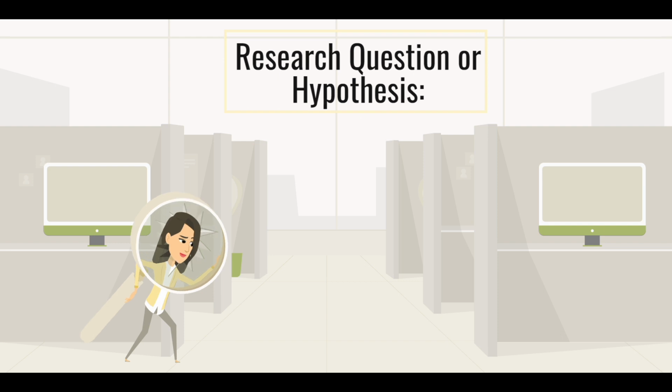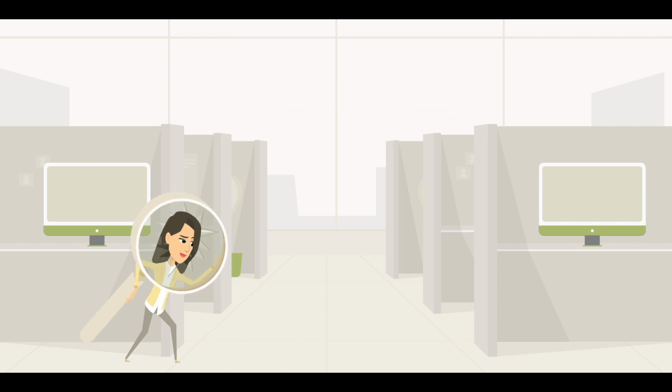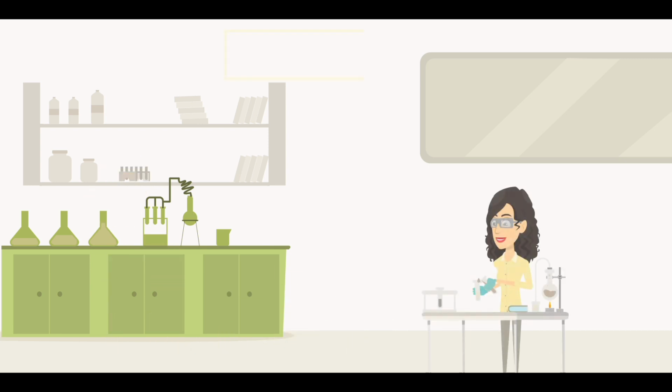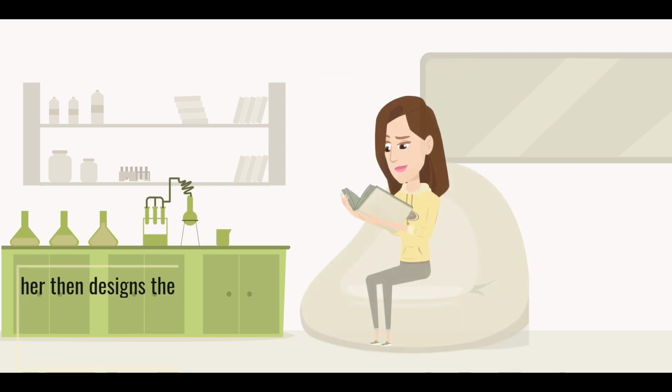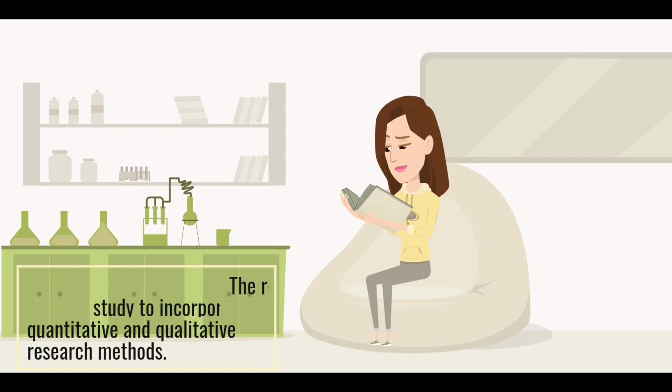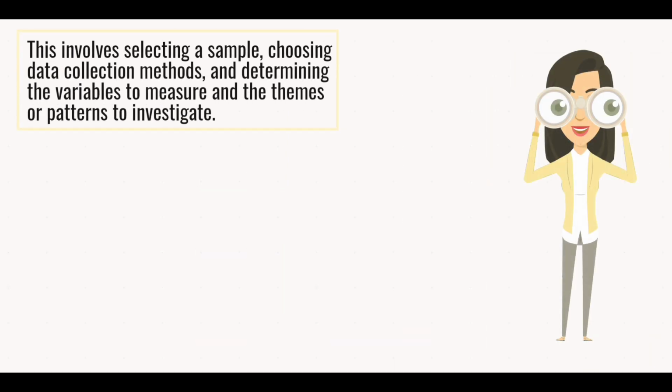Research question or hypothesis. Mixed methods research starts with a research question or hypothesis that the researcher wants to explore in depth. Designing the study. The researcher then designs the study to incorporate both quantitative and qualitative research methods. This involves selecting a sample, choosing data collection methods, and determining the variables to measure and the themes or patterns to investigate.